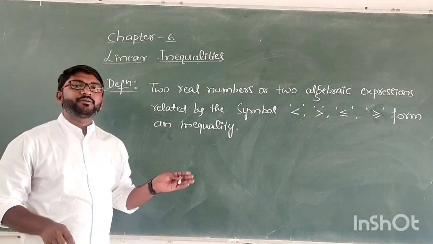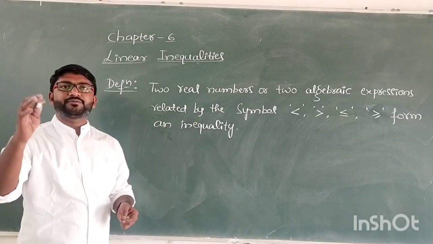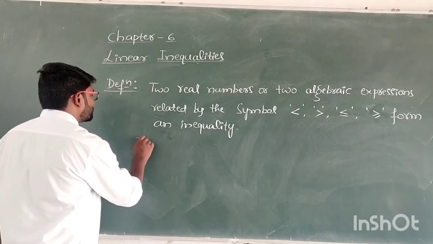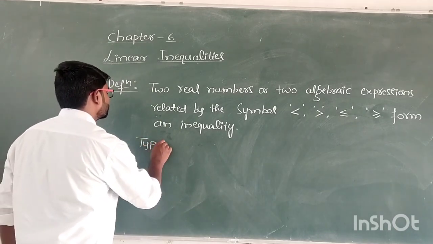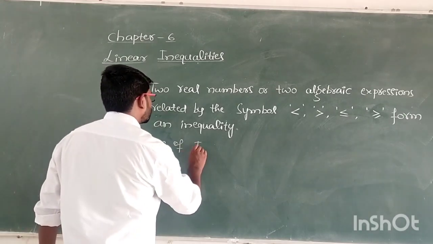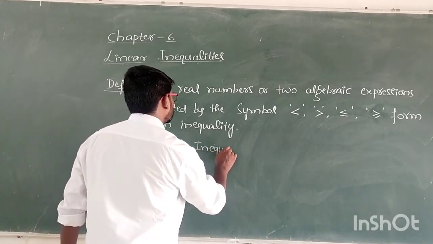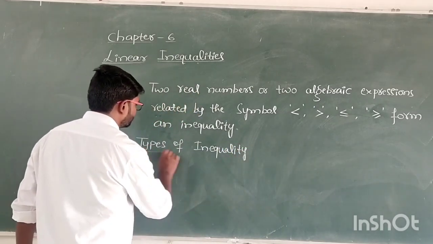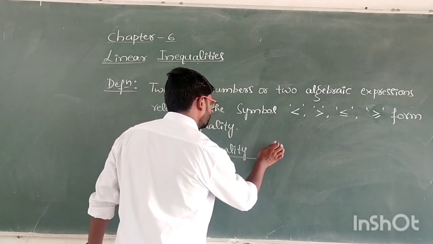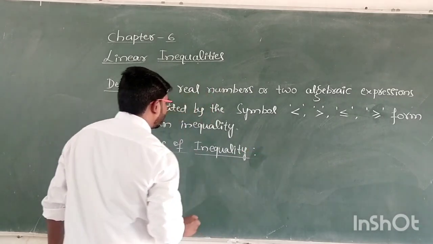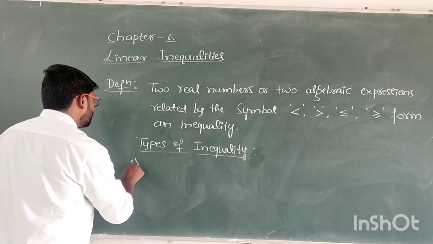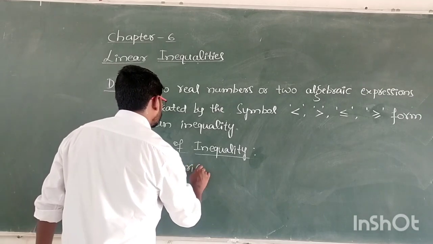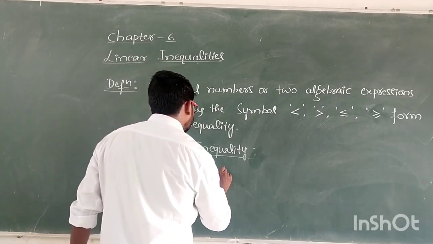So in this we have few types. Note down the definition and then we'll go for the types of inequalities. So now the first type, it is types of inequality. In that, the first one is numerical inequality.